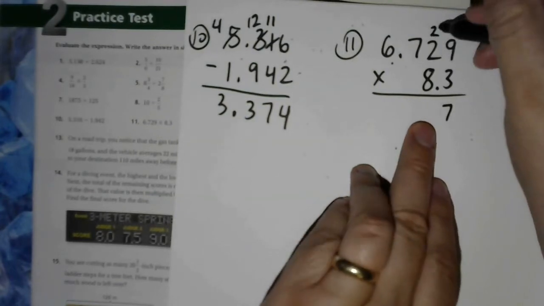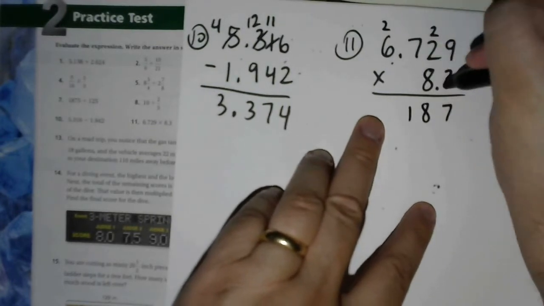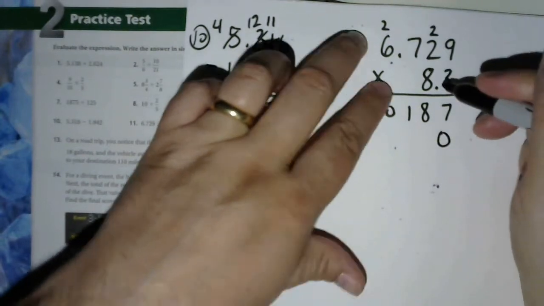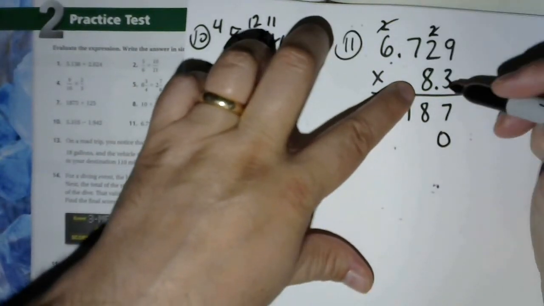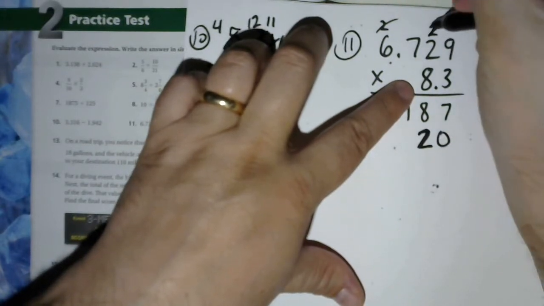3 times 2 is 6, plus 2 is 8. 3 times 7 is 21. 3 times 6 is 18, plus 2 is 20. Add my placeholder 0. Cross those numbers off so I don't get confused. 8 times 9 is 72. That's a 2, by the way.